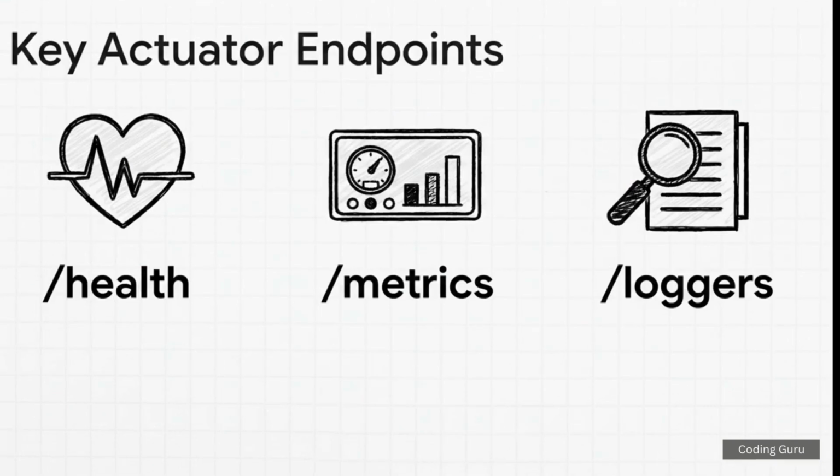There's a health endpoint, which is absolutely crucial for any automated system to check if your app is still alive. There's metrics, which gives you tons of insight into performance, like memory usage. And my personal favorite, loggers. This one is amazing. You can actually change the logging levels of your application while it's running, without a restart. That is an absolute lifesaver when you're trying to debug a tricky issue in production.